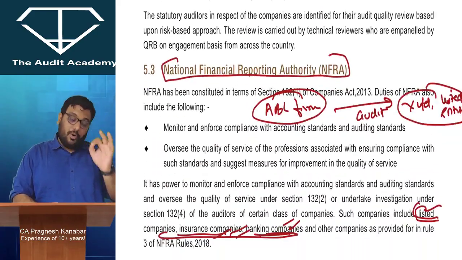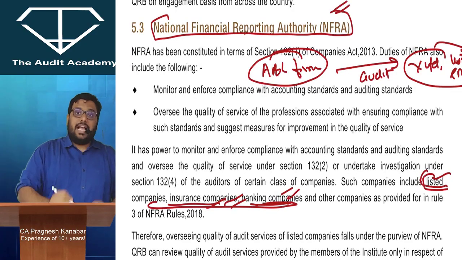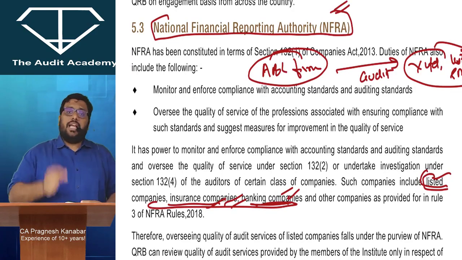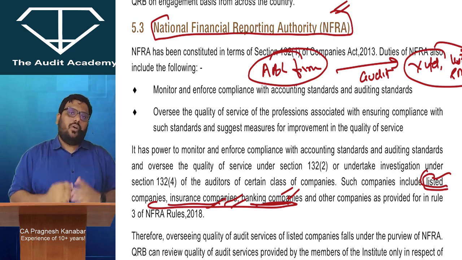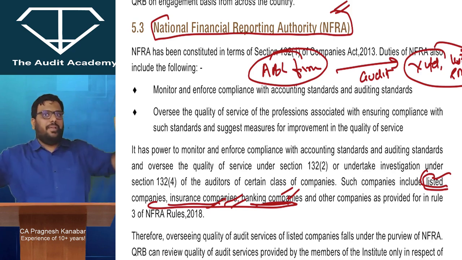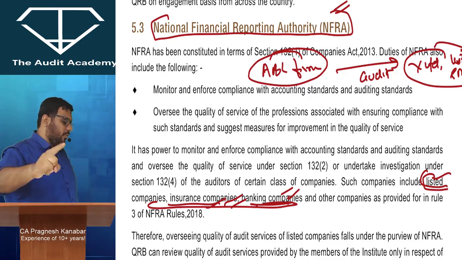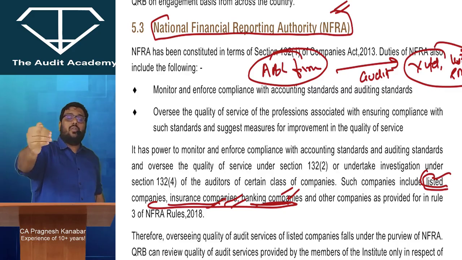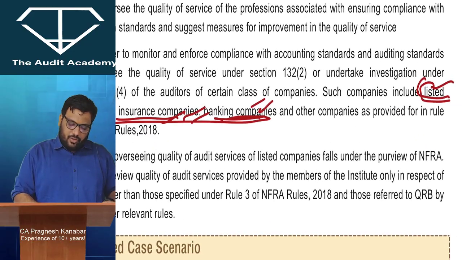Then the most important MCQ level question. Listen to me very carefully. Third is the National Financial Reporting Authority. National Financial Reporting Authority has been set up under the Companies Act 2013 to investigate the accounts and audit quality of some selected companies only. I repeat one more time. National Financial Reporting Authority can investigate accounts and audit of some selected companies only. Which companies? They have given a list over here.